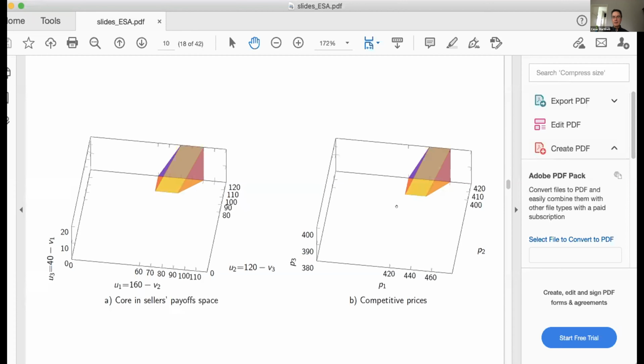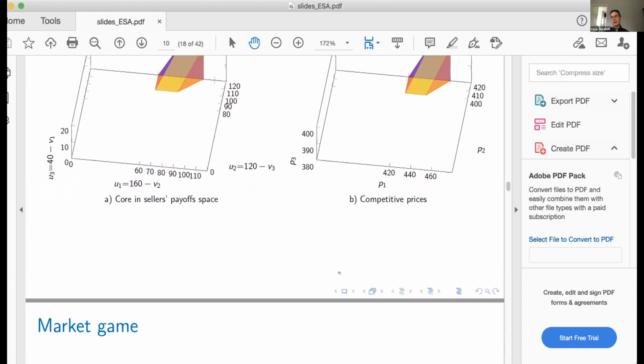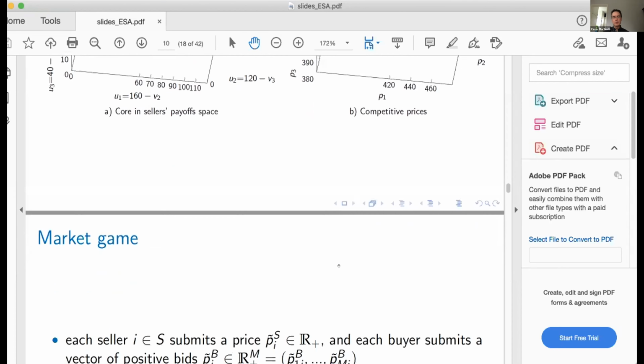And on the right, here you have the competitive prices. And there is a one-to-one relationship between payoffs and prices. I like this graph a lot. It kind of illustrates what the core does. But the question is, do we get there really? And actually, can we get there using some protocol in the lab that mimics what happens in the real world? And the line question is, of course, is the competitive equilibrium a good prediction for these markets?